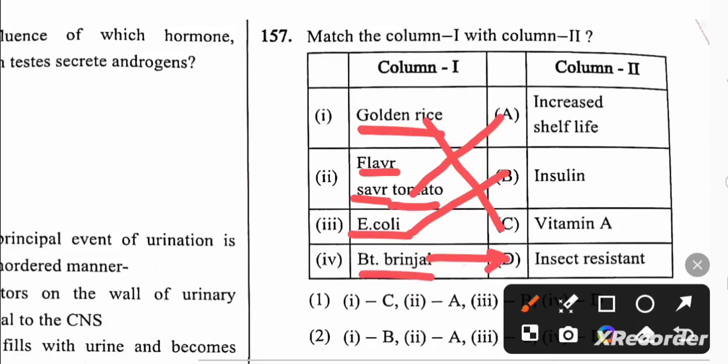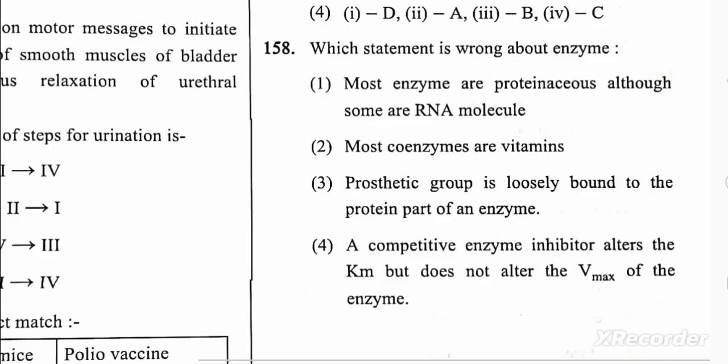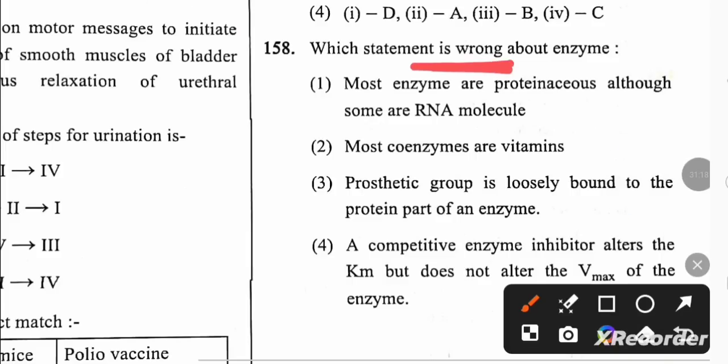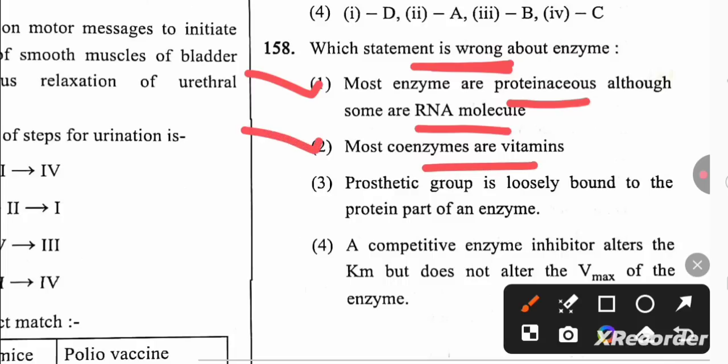Next question related to enzyme. Which statement is wrong about enzyme? Most enzymes are proteinaceous and some are RNA. This is the right statement. Most coenzymes are vitamins. That is also correct. Prosthetic group is loosely bound to protein part of the enzyme? No, children, prosthetic group should bind tightly. So this is the wrong statement. And the fourth one is also right about enzyme. Let us go to the next question.